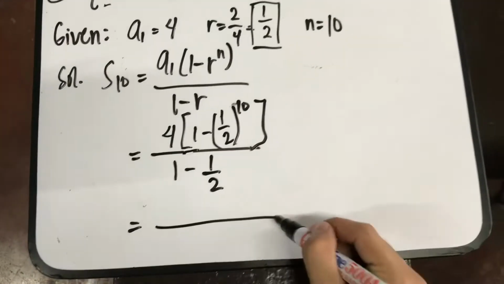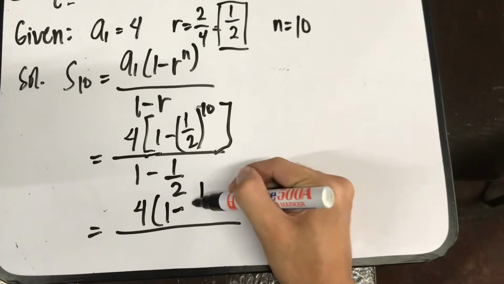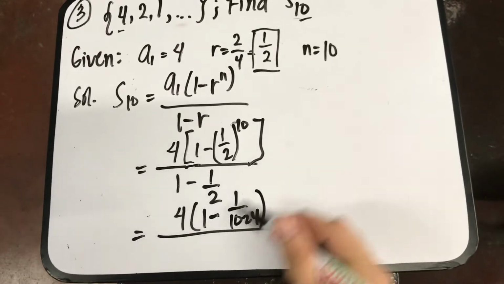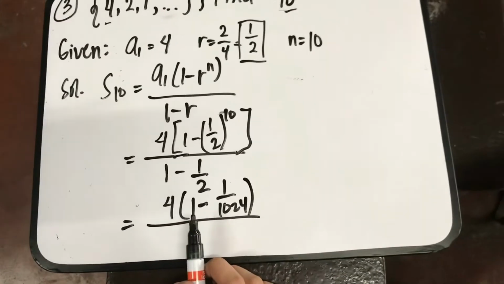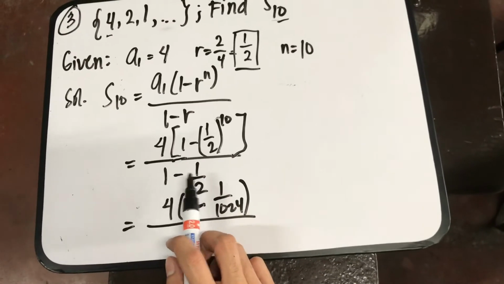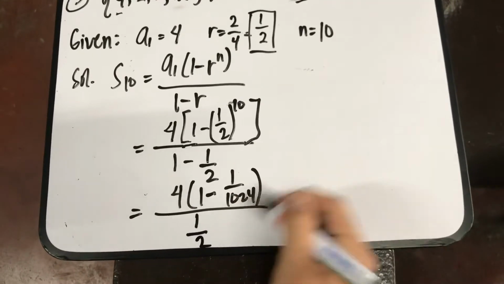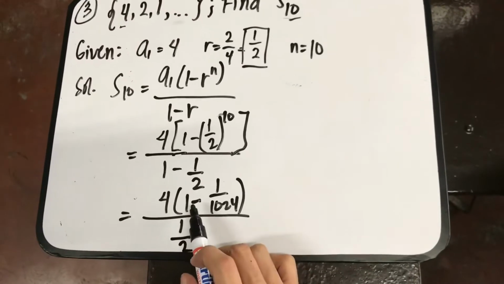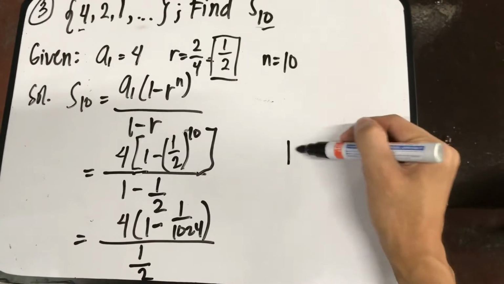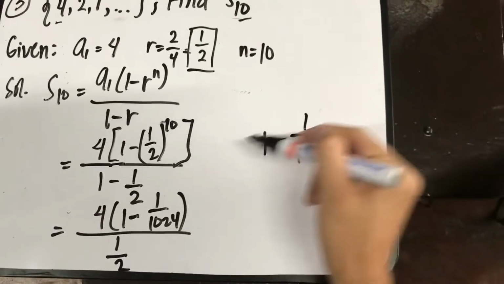So, we have 4 times 1 minus 1 over 1,024, over 1 minus 1/2. So, we don't need to calculate. If we're going to subtract 1/2 to our 1, it means we have 1/2. Now, solve naman natin si 1 minus 1 over 1,024.